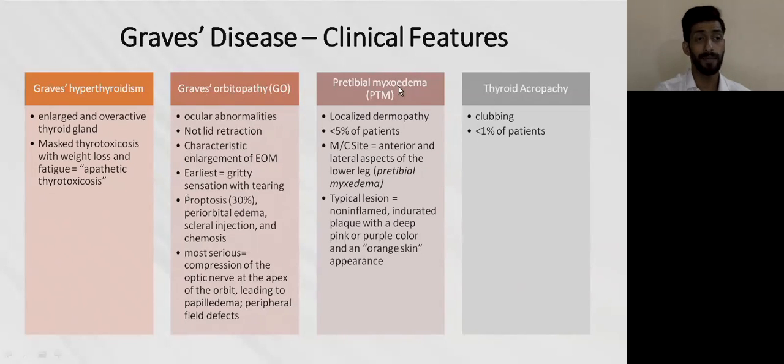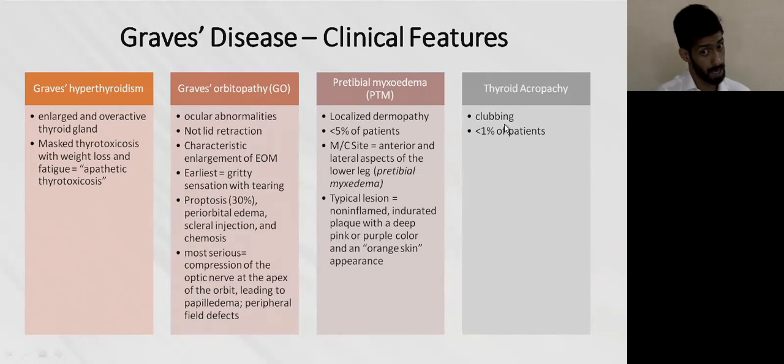Then you have pretibial myxedema, which is a localized dermopathy. That is Graves dermopathy or thyroid dermopathy, seen only in less than 5% of patients. Most common site is your anterior tibia, shin. That's why it's called pretibial myxedema. And how does a typical lesion look? Indurated plaque with an orange skin appearance. This is how a typical lesion would look. Your peau d'orange appearance, basically.